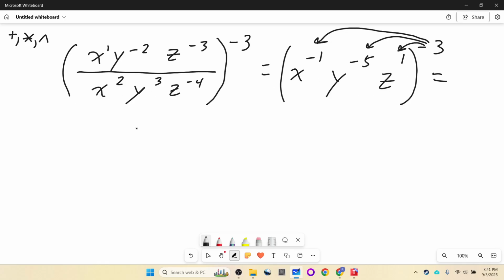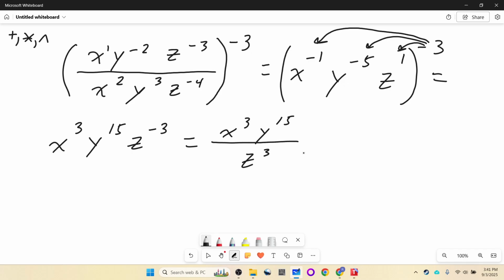So this becomes x to the positive 3, negative 1 times negative 3, y to the positive 15, z to the minus 3. And that's a fine answer, although a lot of times they prefer you to get rid of any negative exponents. So let's flip that z down to the bottom and make it a positive 3. So that's the first one.